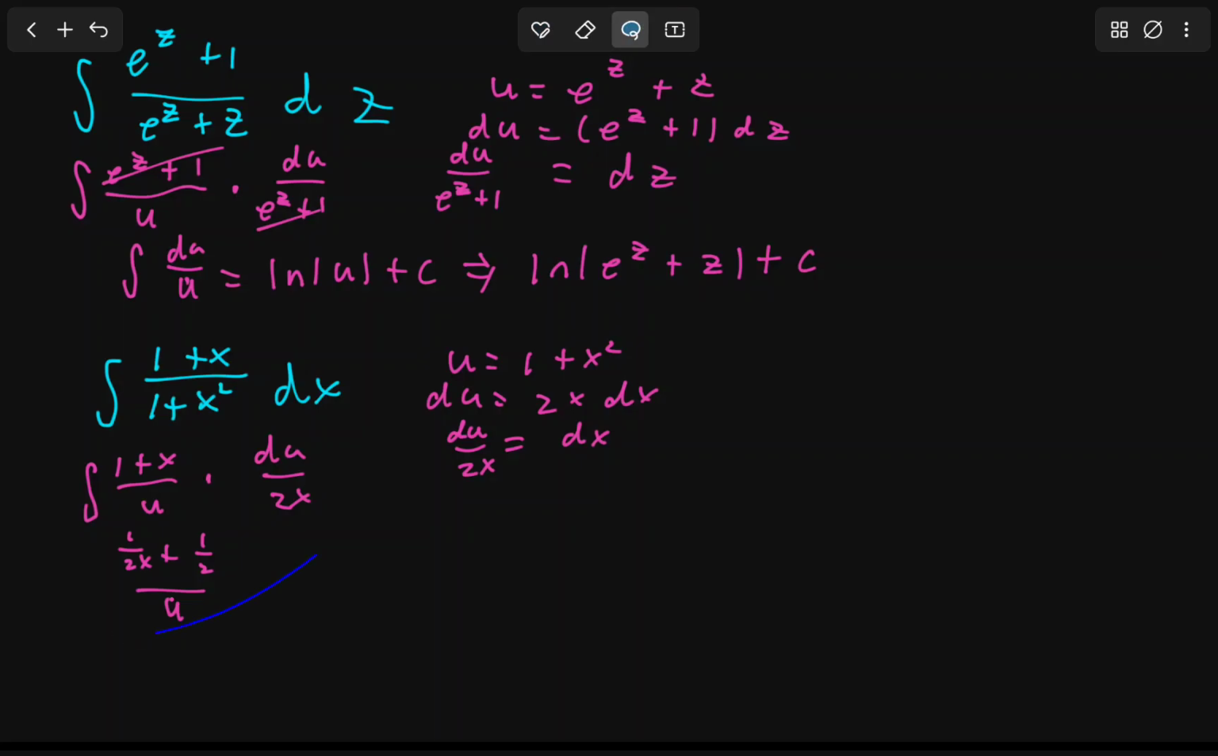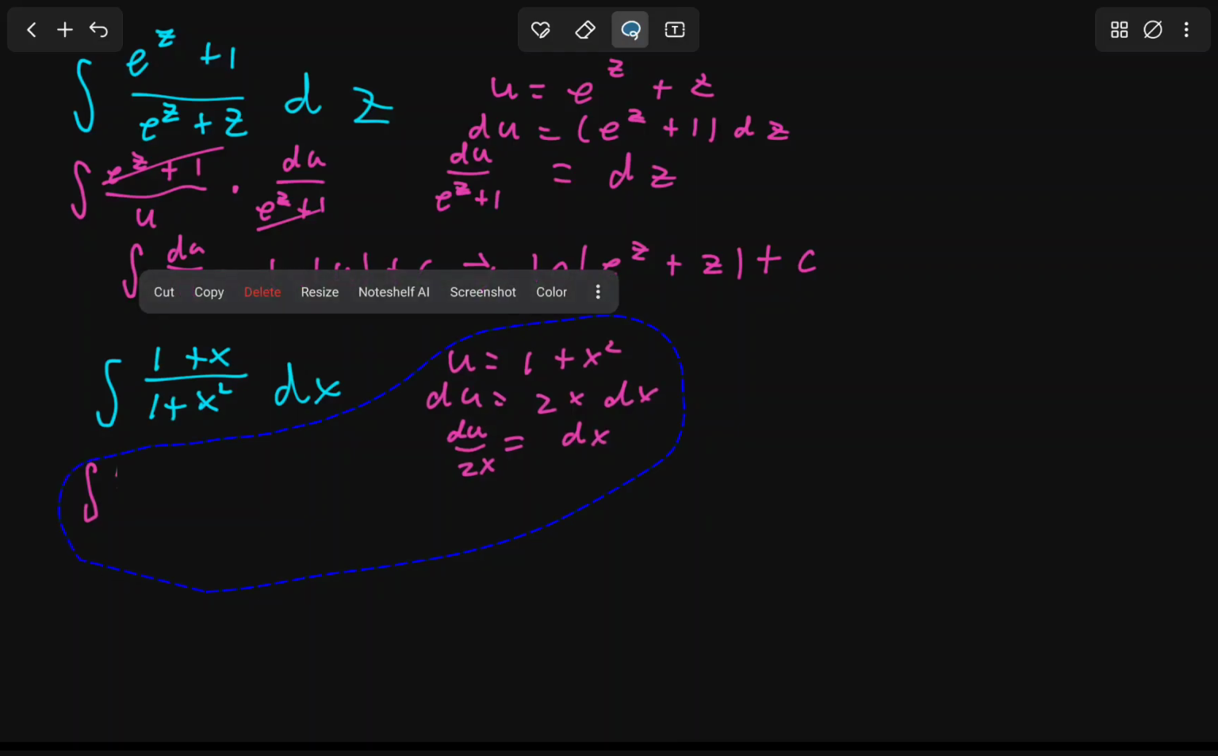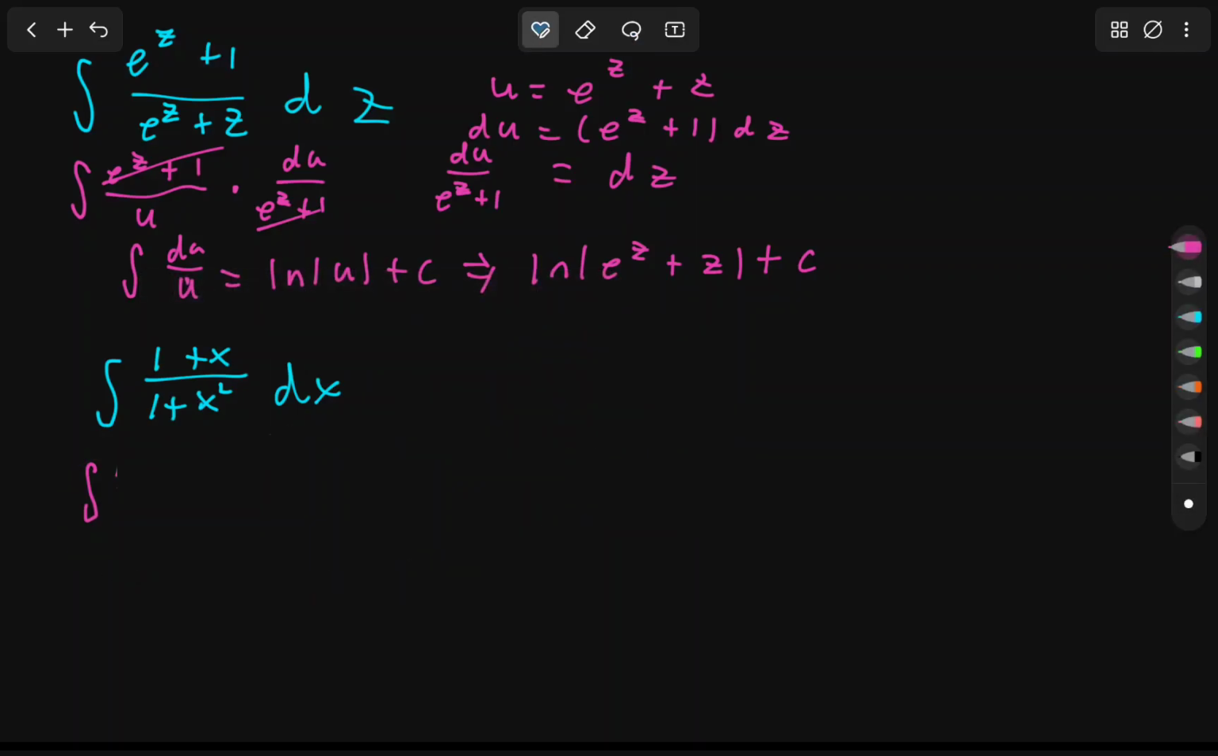So rather than doing this and making all this mess that doesn't lead to a solution, we're going to actually break this integral down using some integral properties. So we will say that this is the same thing as the integral of 1 divided by 1 plus x squared dx plus the integral of x divided by 1 plus x squared dx. This left integral should be an antiderivative, you know, from memory. It's actually just going to be arctangent of x.